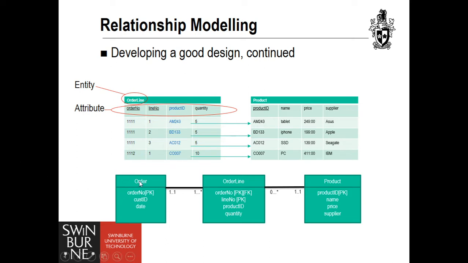One to many means one order can have many order lines, and one order line refers to one order. In this case, one order line can be one product, and zero product is for many order lines. This is a relationship that has been designed for this situation.